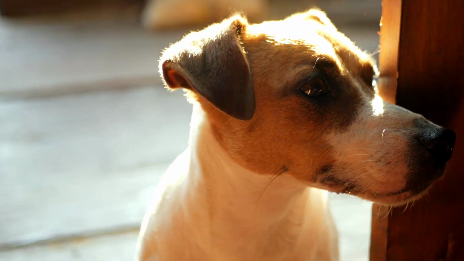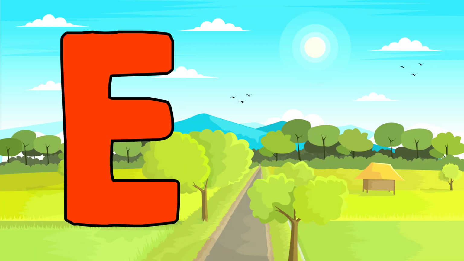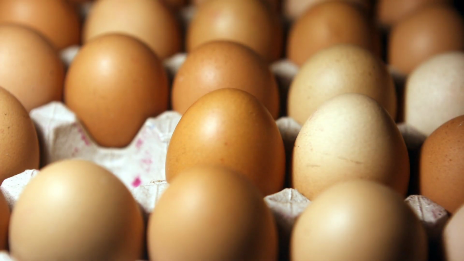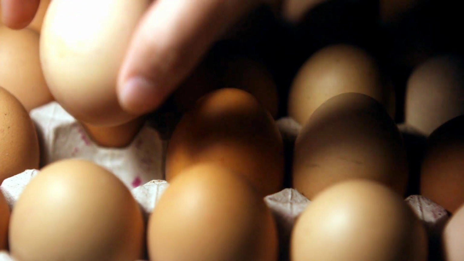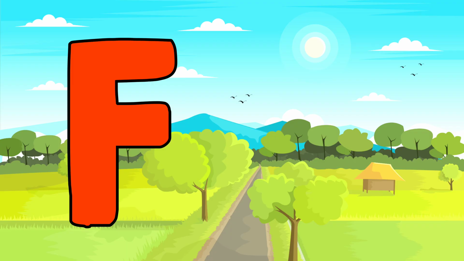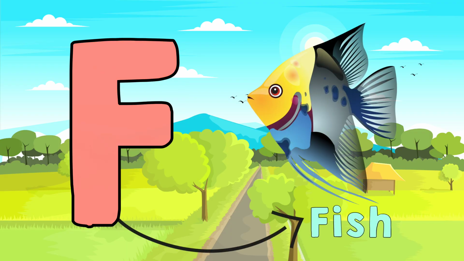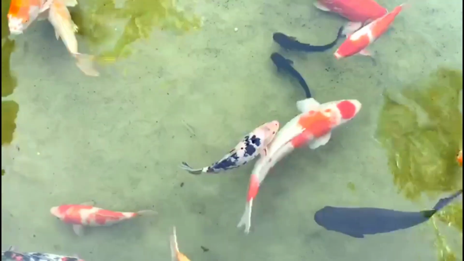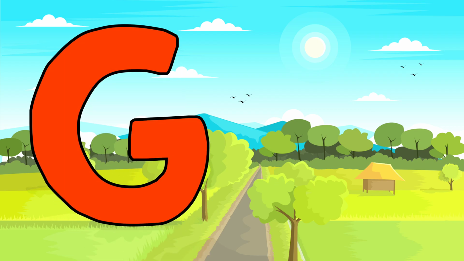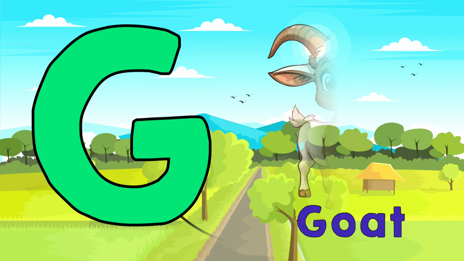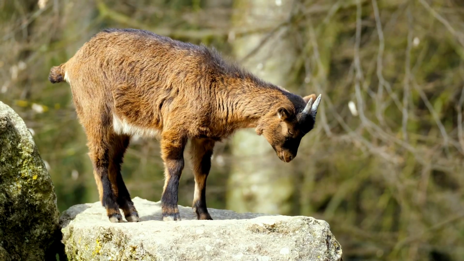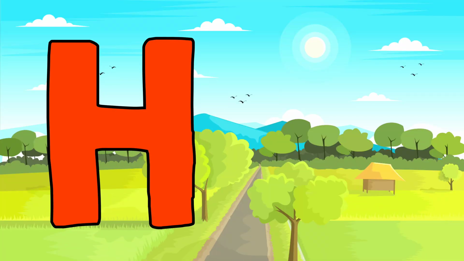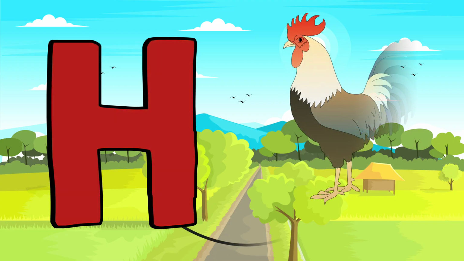देखिए, E for egg, F for fish, G for goat, H for hen.